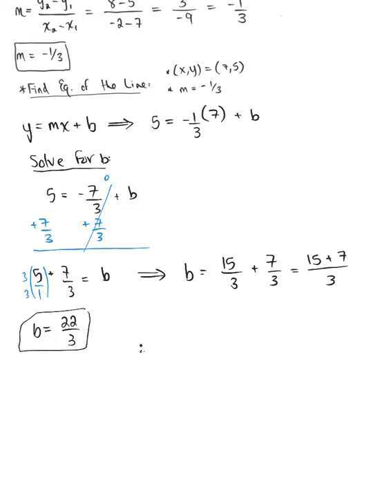And we can say, therefore, the slope-intercept form of our line passing through these 2 points is y = -1/3 x + 22/3. And that is our beautiful final answer.